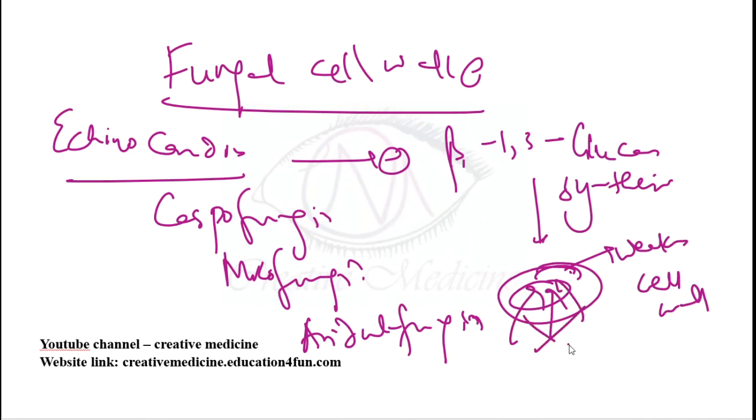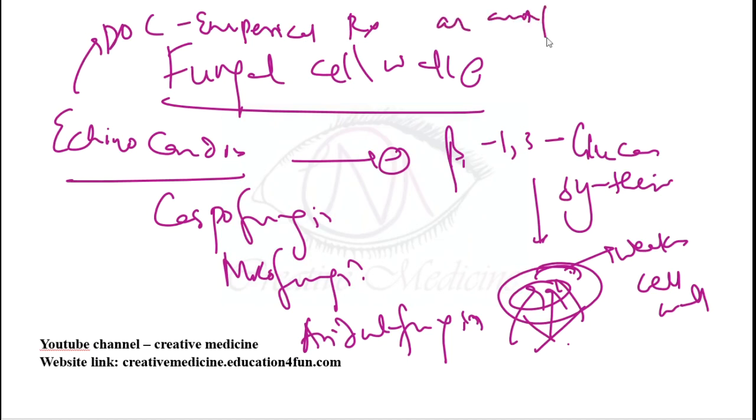Uses of these echinocandins are in candida and aspergillosis, and they can be used as drug of choice for empirical therapy as antifungals for patients with neutropenia.